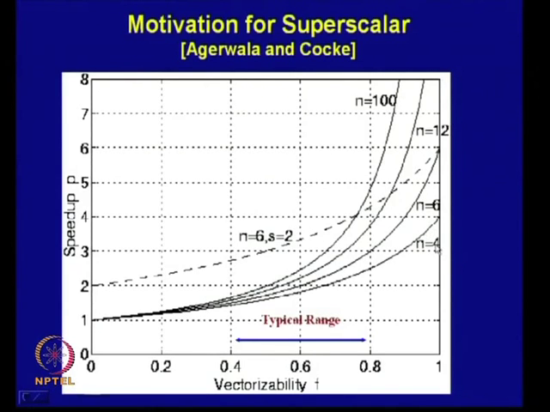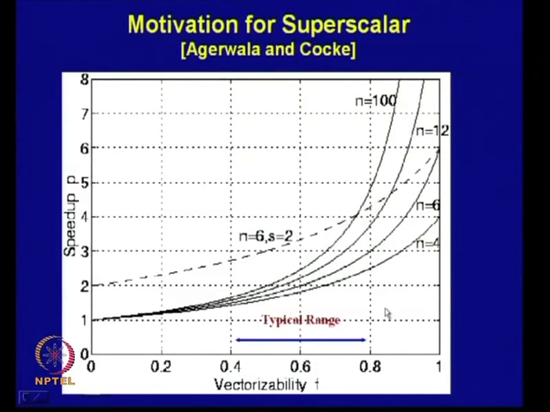If n is equal to 4, if it has got 4 stages, the maximum value is 4, and this will drop sharply as the vectorizability parameter decreases. Similarly, for n is equal to 6, where n is the number of stages, the maximum possible speed up is 6 as we know, and this also drops rapidly as the vectorizability, or what may be called instruction level parallelism that is present, decreases.